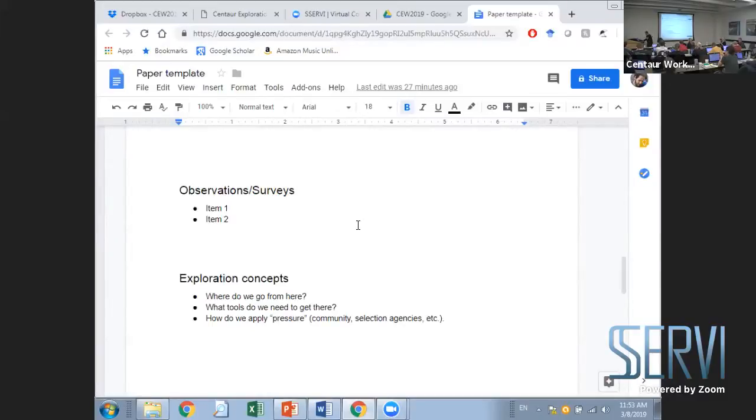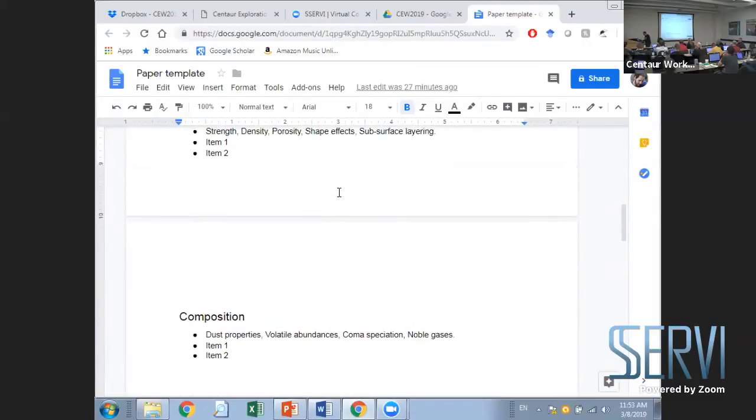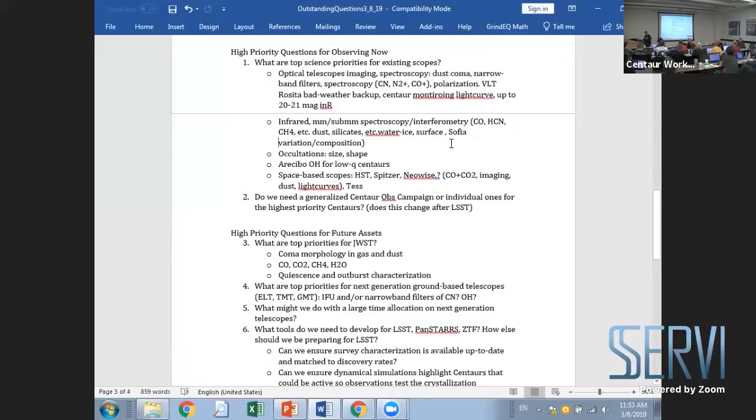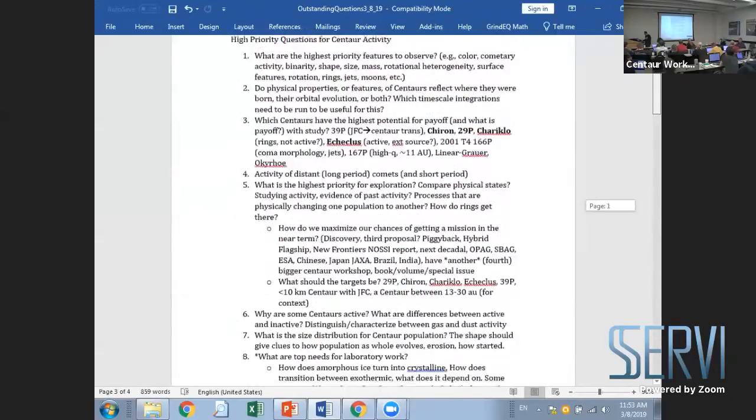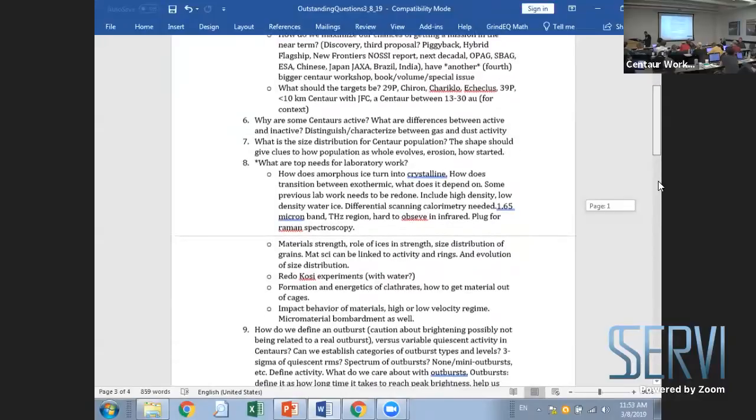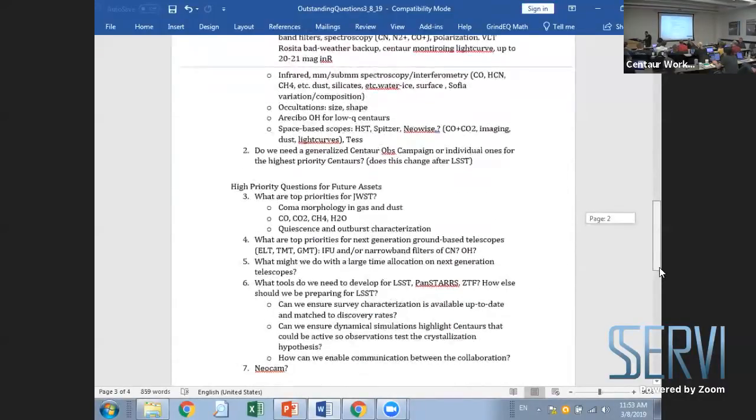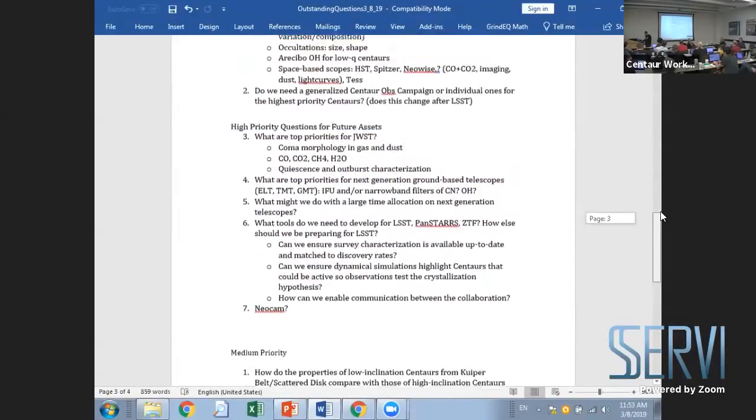What we would like to do is have this template and have the outstanding questions that we've discussed in the high priority cases. Here we go, high priority questions for Centaur activity. We went through, we have 16 questions here. We have high priority questions for the observations and the future assets. There are some questions here that are maybe medium priority or not.